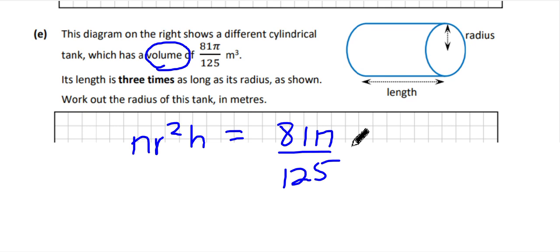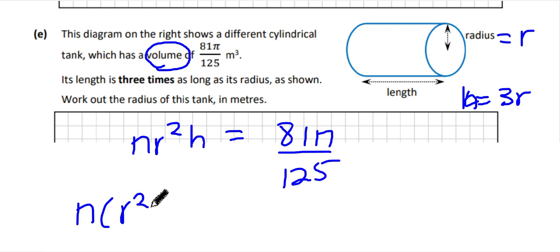Now, here's the deal. Would you all agree that the length is 3r? All agree length is 3r? How do I know that? Yeah, or the height is 3r. And the radius is also r. Let's try to fill this in for more marks. So what do we get? Pi. What do you want me to replace radius with? Just r squared. What do you want me to replace h with? 3r.